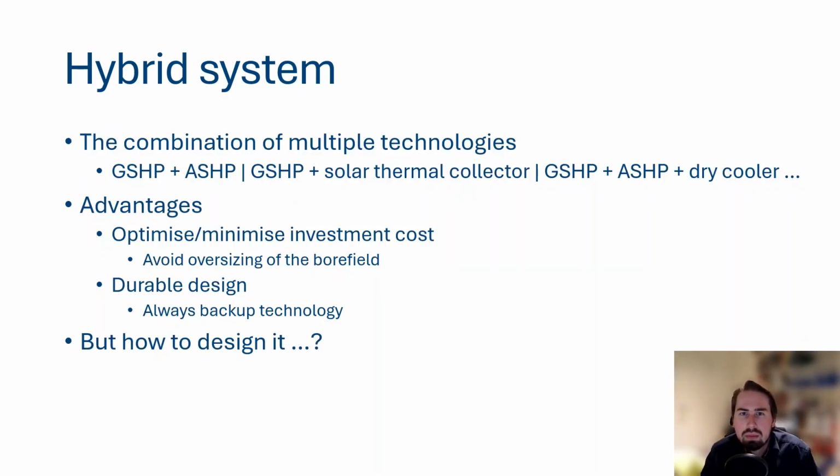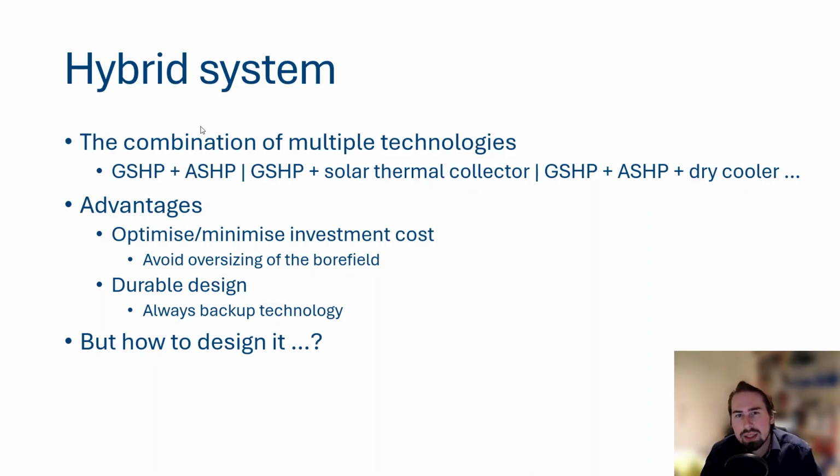So a hybrid system basically is any system which is a combination of multiple technologies to heat and cool your building. In case of a geothermal hybrid system, there is always a ground source heat pump and you can combine it with, for example, an air source heat pump or with solar thermal collectors if you want to regenerate your bore field and lower the imbalance. Or you can combine it with an air source heat pump and a dry cooler. It really all depends on the building you have.